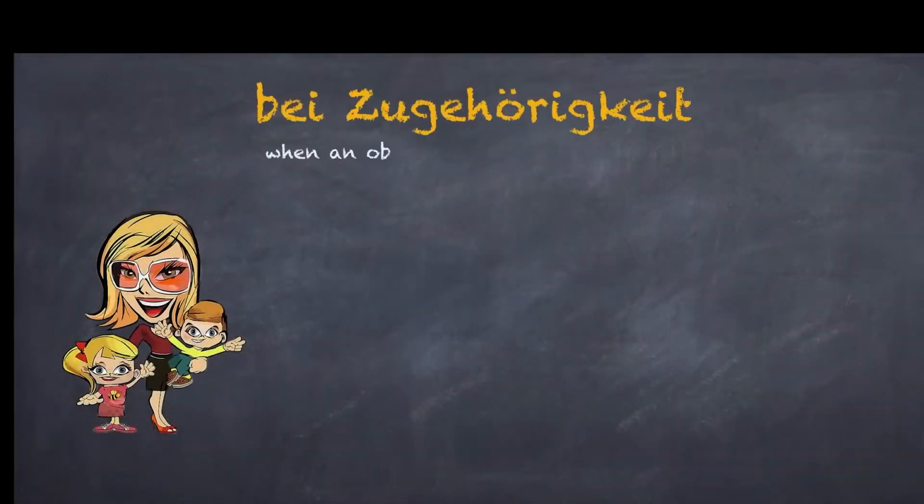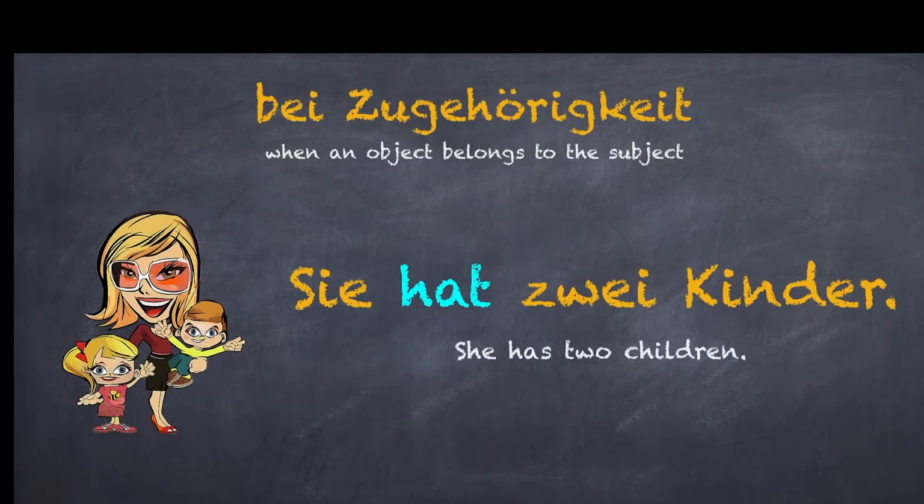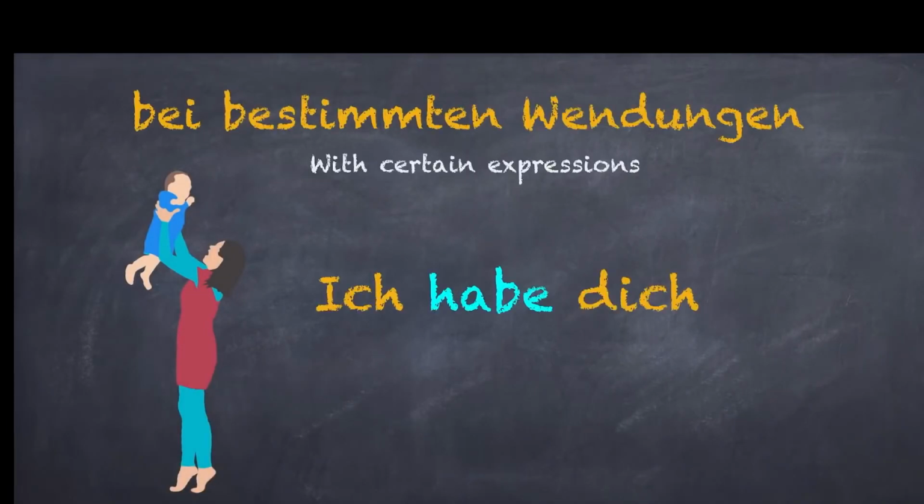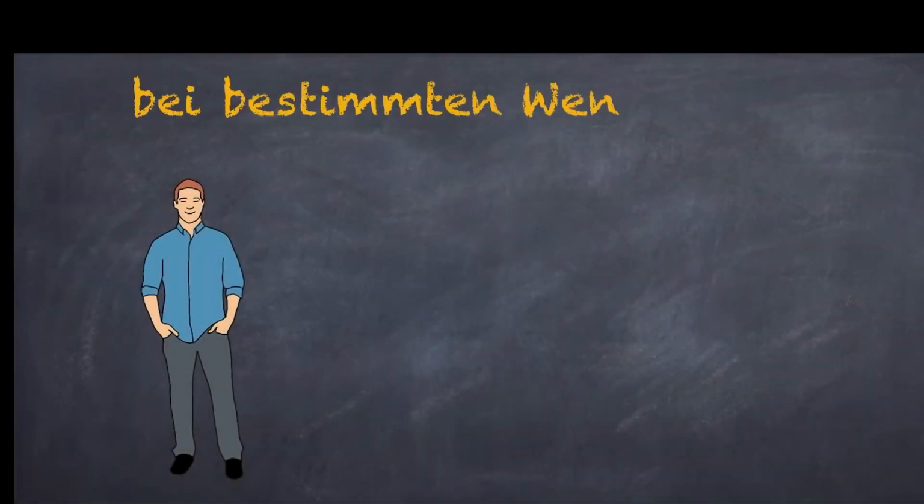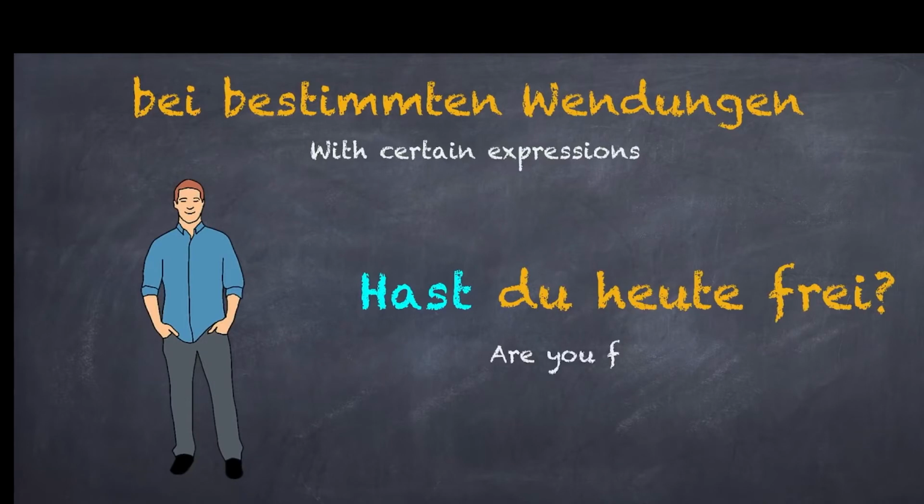Here's another example. Sie hat 2 Kinder. The next usage is bei bestimmten Wendungen. There are some special expressions that take the verb haben. For example, ich habe dich lieb. People generally say this to their animals or their children or to their parents. Here's another example. Hast du heute frei?